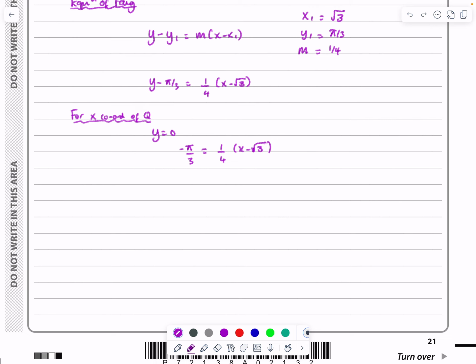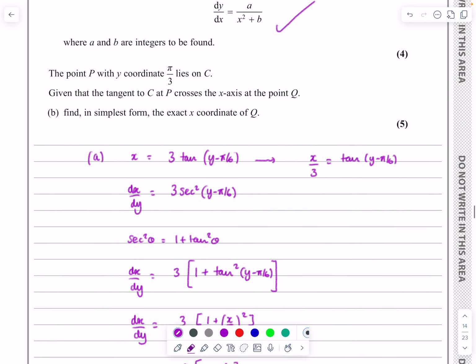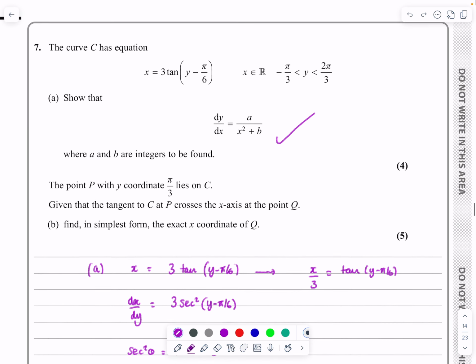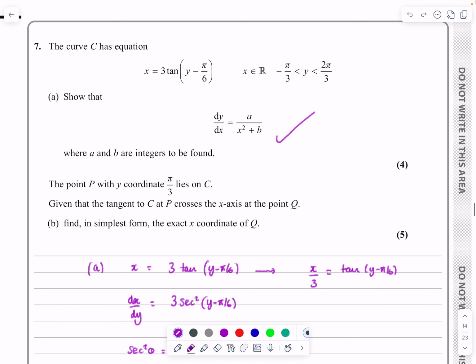So multiply everything by 4. I'm going to get minus 4 pi over 3 is equal to x minus root 3. And so x is going to be equal to, take that over, root 3 minus 4 pi over 3. And then I'm just going to check, but I would imagine that they said, yeah, find the exact value of the x coordinate of Q, which we've managed to be able to do. So hopefully that will make sense.